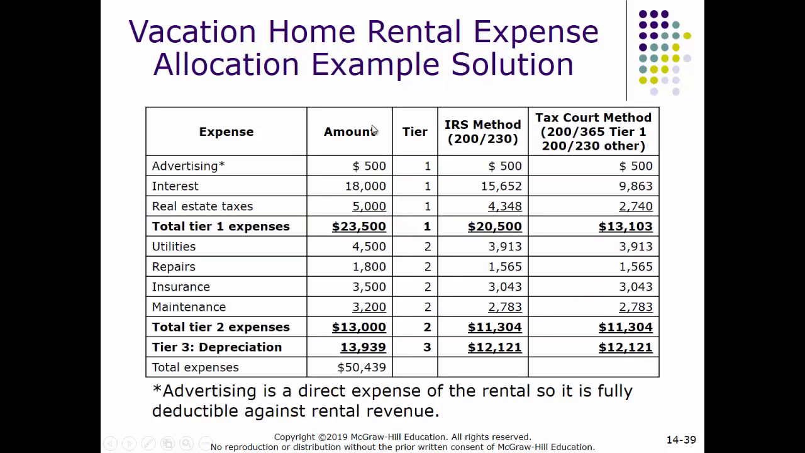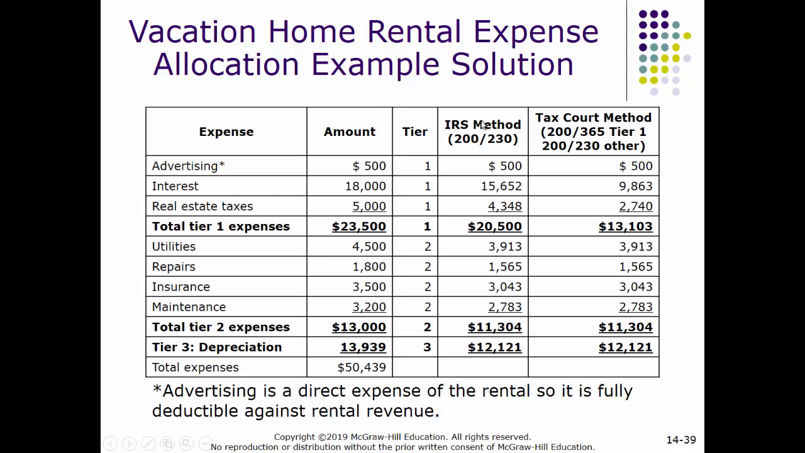So first of all, the expenses are just given here, and they are categorized by Tier 1, Tier 2, or Tier 3. Tier 1 always includes interest and real estate taxes, and in this case advertising, because it's a direct expense of getting tenants on board to rent. Tier 2 are utilities, repairs, insurance, and maintenance, and Tier 3 is depreciation.